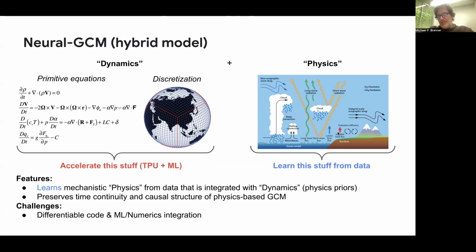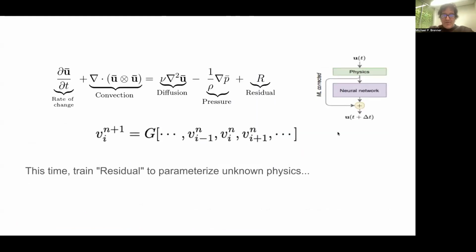Our idea was just to learn this from data using our differential solver. The way this is set up is rather straightforward. We have the Navier-Stokes equations, and we have some residual correction, and we train the residual correction on the data, which includes all of these unknown physical processes. In the current instantiation, you could imagine pulling out some of the processes separately.